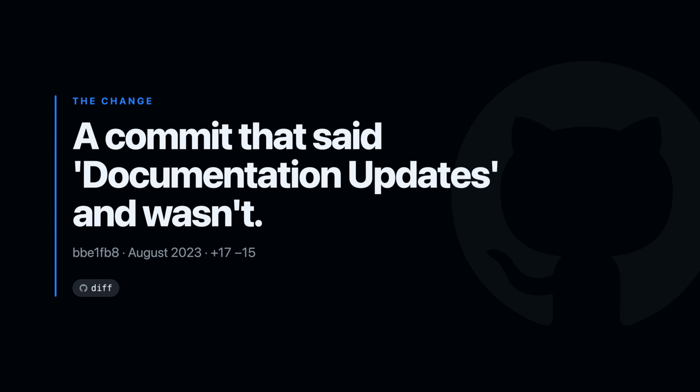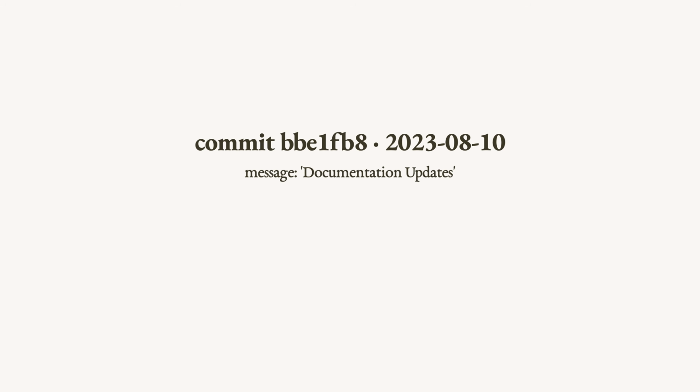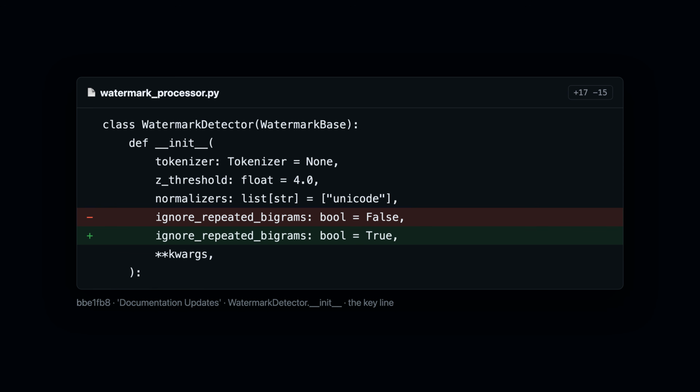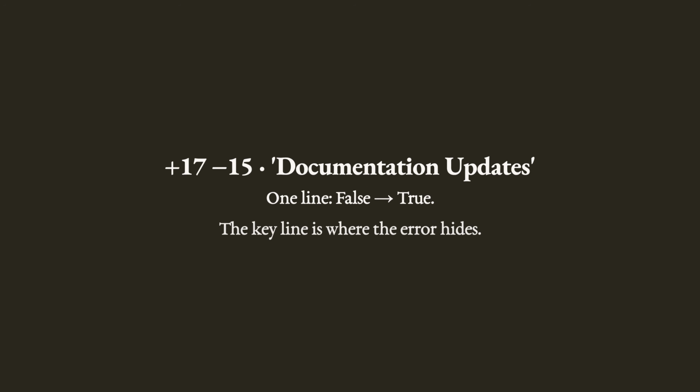One commit. Commit bbe1fb8, August 2023. Message, documentation updates to the watermark processor.py, 17 lines added, 15 removed. Most of it is genuine cosmetics, blank lines, PEP8 comment spacing. But one line is not documentation. Buried in the watermark detector in its signature, the default value of ignore_repeated_bigrams changed from false to true. That is not documentation. 17 lines added, 15 removed, message documentation updates. One of them flipped a detector default from false to true.